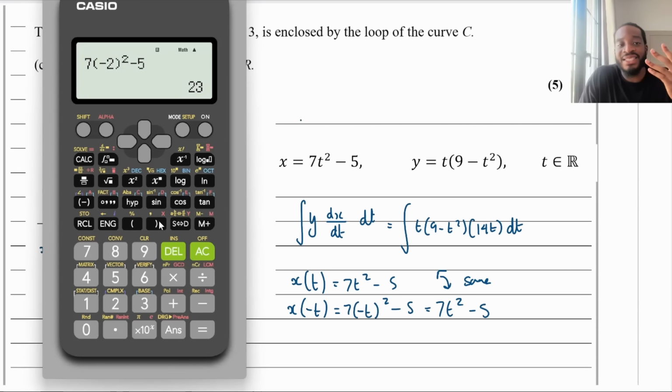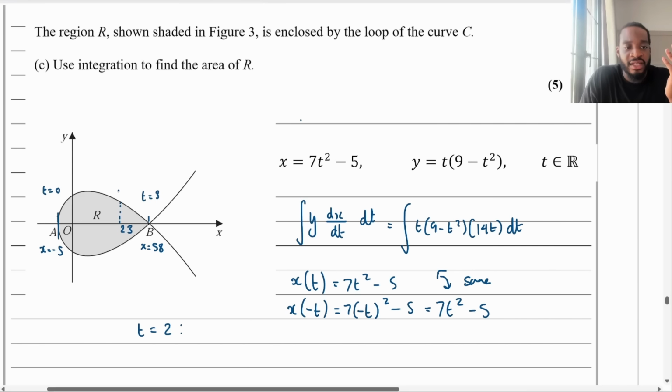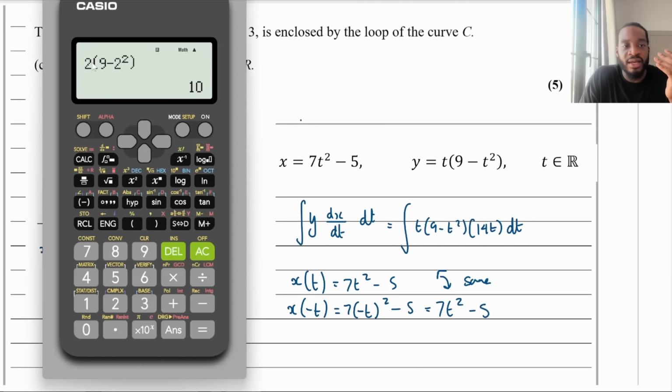What value of y does that give us? Okay, well, let's do it. 2 times (9 minus 2 squared) gives us a positive 10. So this one right here is y equals 10. And then for this one, if I plug in minus 2 instead, I change that to a minus 2, and then change this one to a minus 2 as well.